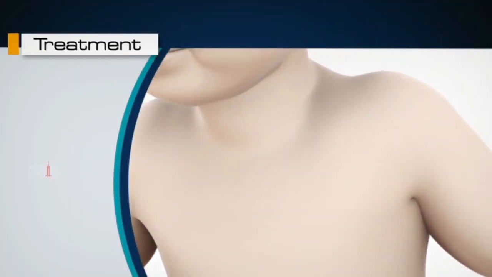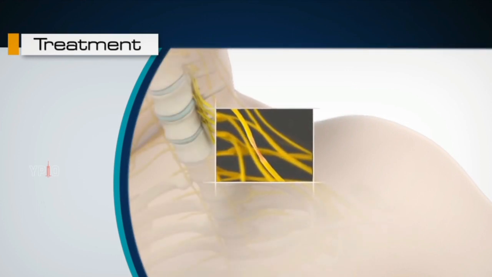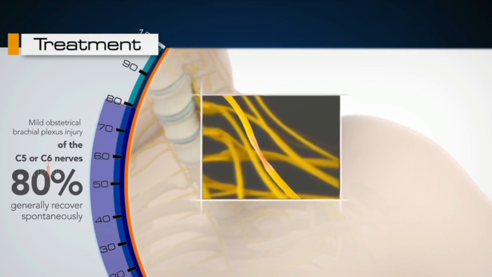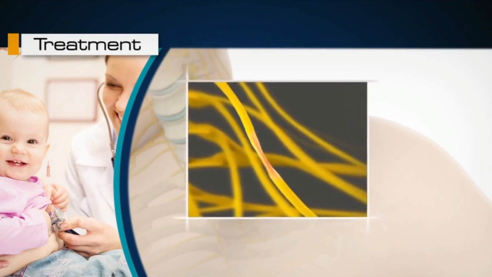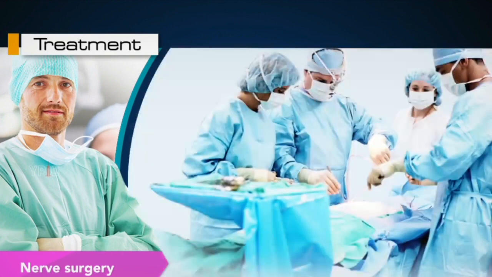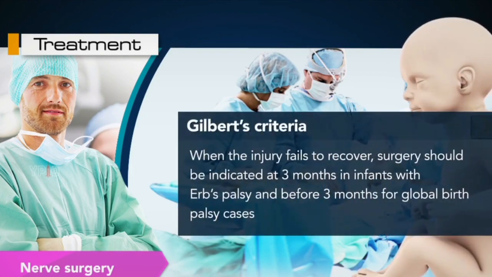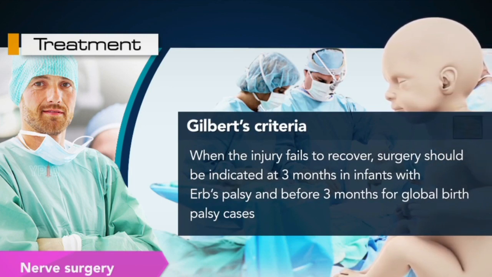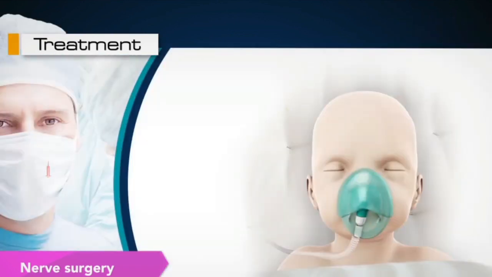In infants with mild obstetrical brachial plexus injury of the C5 or C6 nerves, 80% generally recover spontaneously and do not require surgery. Recovery depends on the type and severity of nerve injury. Nerve surgery. Doctors usually follow Gilbert's criteria to indicate a requirement for surgery. This criteria states that when the injury fails to recover, surgery should be indicated at 3 months in infants with Erb's palsy and before 3 months for global birth palsy cases.